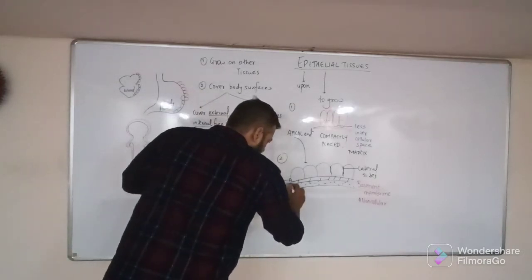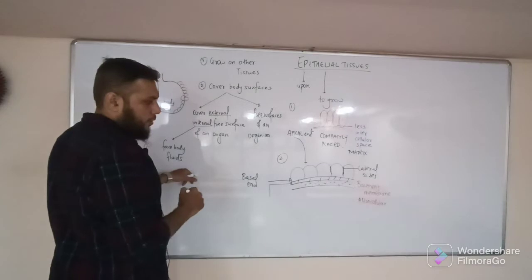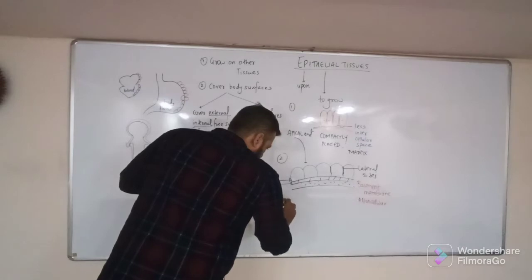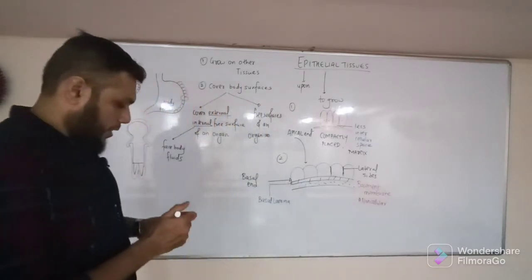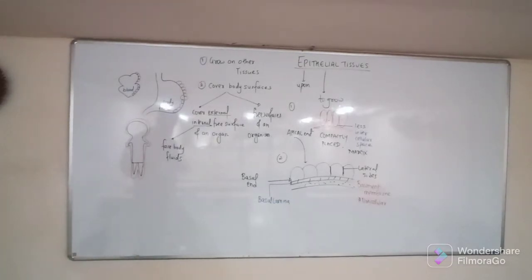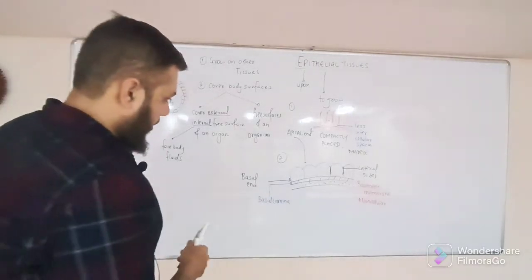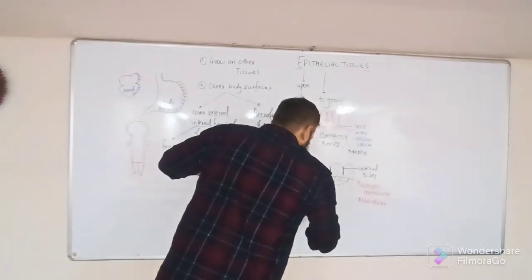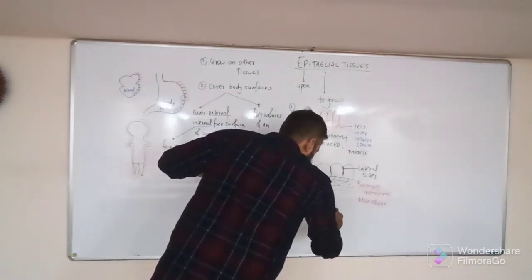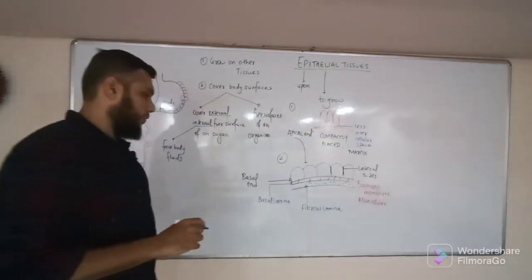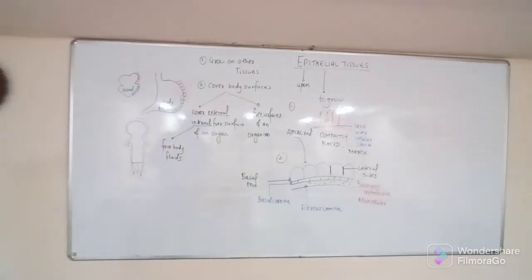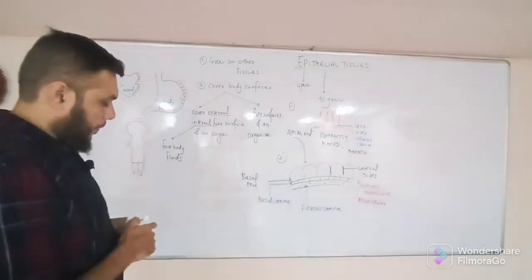The part of the basement membrane which is close to the cells is called the basal lamina, and the part of the basement membrane which is far from the cells is called the fibrous lamina. So we have two types of lamina, the basal lamina and the fibrous lamina.